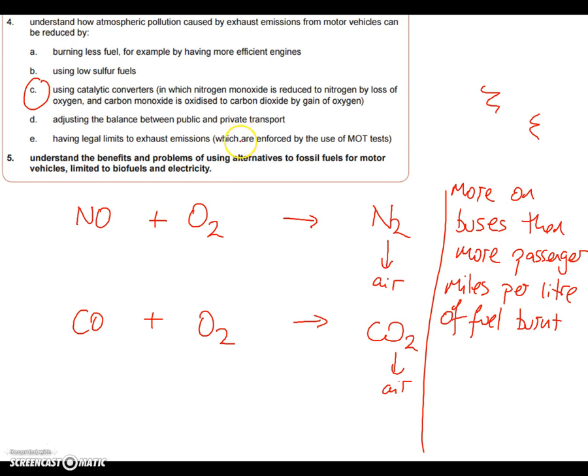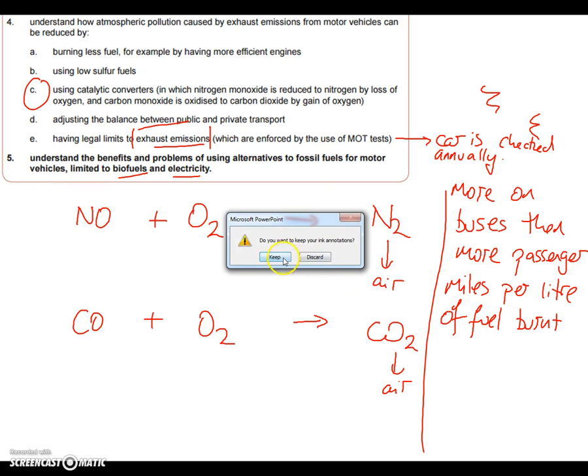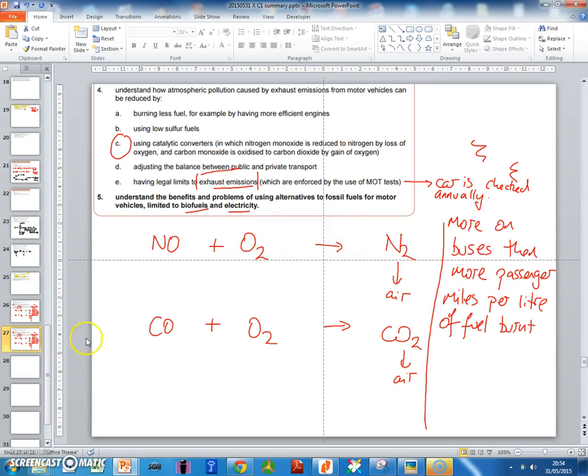Use legal limits for exhaust emissions, which are enforced by MOT tests. So basically every year your car is checked annually, and then if your car is producing too many exhaust fumes, then it's not allowed back on the road until it's fixed. And then understand the benefits and the problems of using alternatives to fossil fuel for motoring, limited to biofuels and electricity. Obviously this is a classic 6-mark question, so advantages and disadvantages of these.